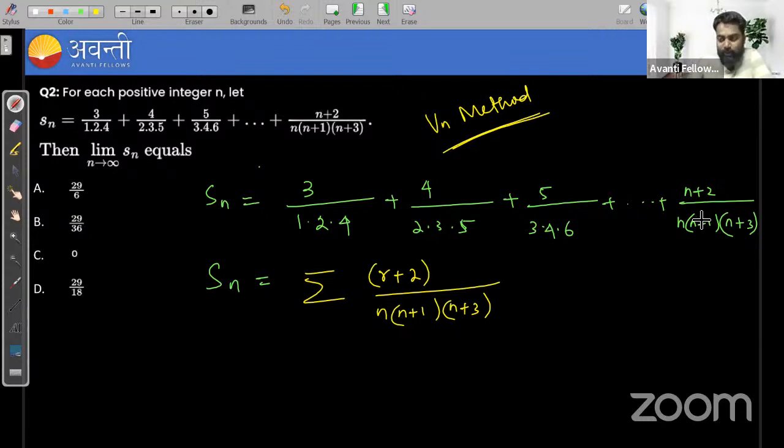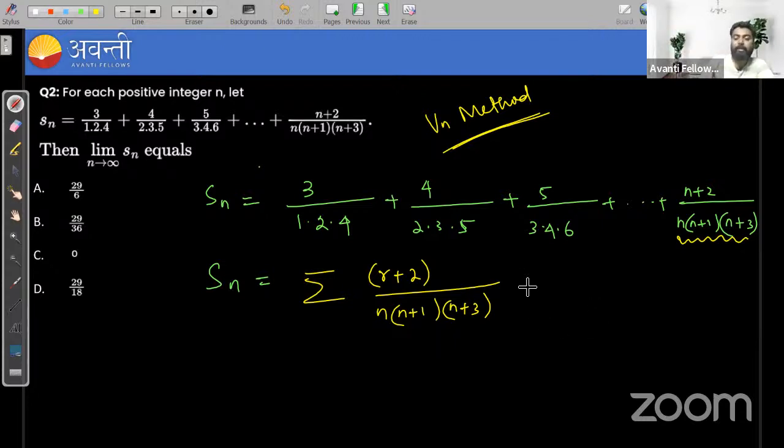You can observe here in the denominator, in the summation or in the expression, the nth term we are getting, that is in the denominator you are having n into n plus 1 into n plus 3. So it is not following a particular pattern. For the denominator to follow a particular pattern, like a normal sequence, it must be a normal sequence to apply Vn methods, like n plus 1 into n plus 2 into n plus 3, or you can say n plus 4 into n plus 8 into n plus 12, like this.